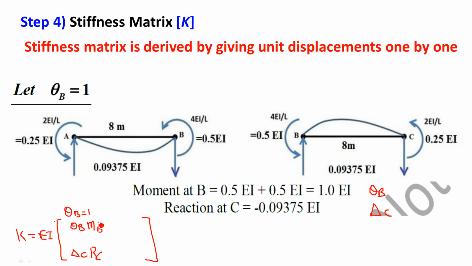And that's why the moment at B is written here. Moment at B is this 0.5 plus this 0.5, total 1 EI, right? And the reaction at C is here, it is downward, so minus, with magnitude 0.09375. This is the reaction at C. Okay, so these are the first column elements.